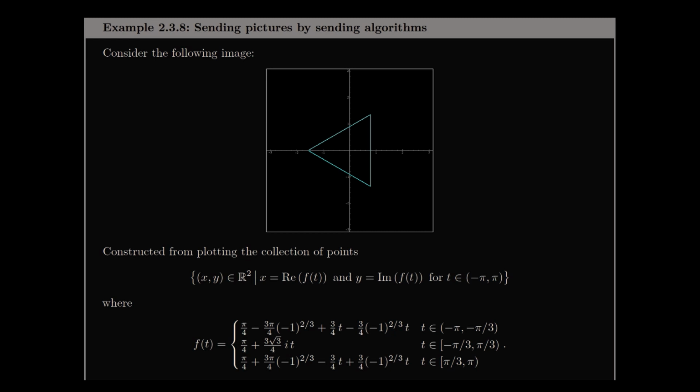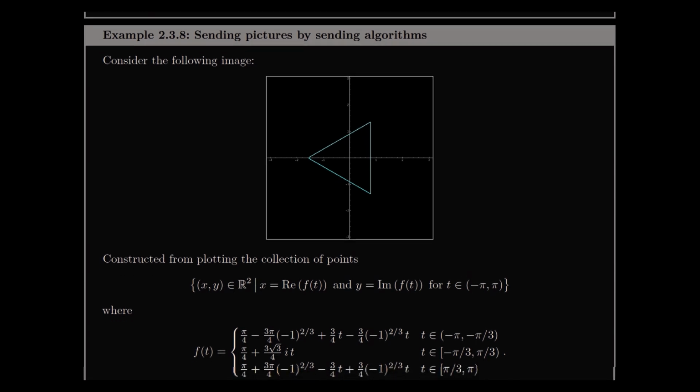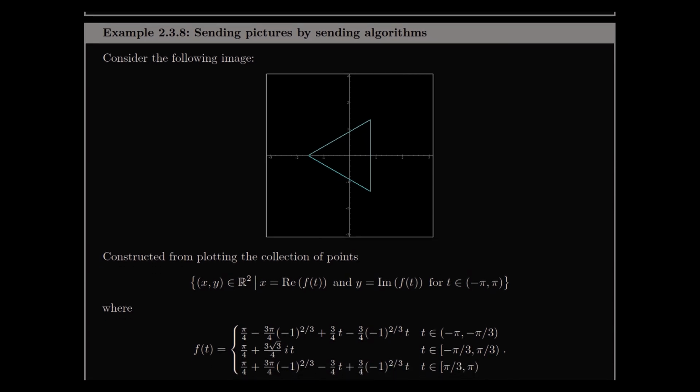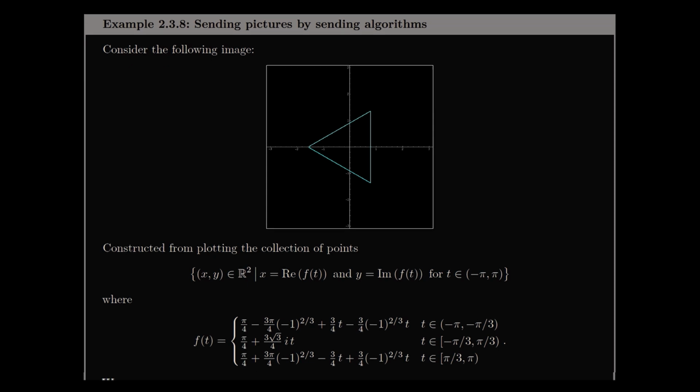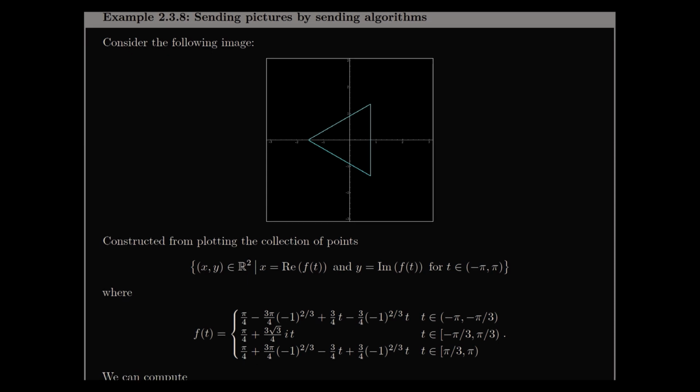So here's just another really good motivation for studying the Fourier series, even in one dimension. And this is going to be sending pictures by instead sending algorithms, right? So this is a version of data compression wherein you can send actually just a collection of numbers as well as an algorithm to combine those numbers. In this case, we're thinking a finite collection of Fourier coefficients as well as the algorithm, which is the reconstruction. And we're going to send that instead of sending a picture.